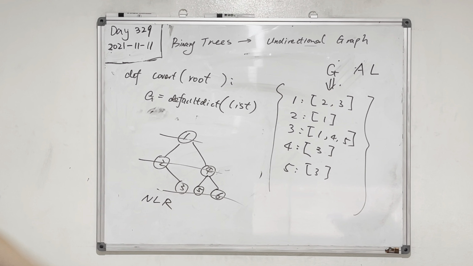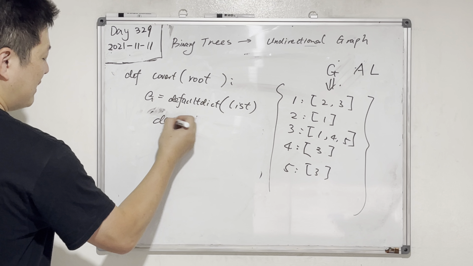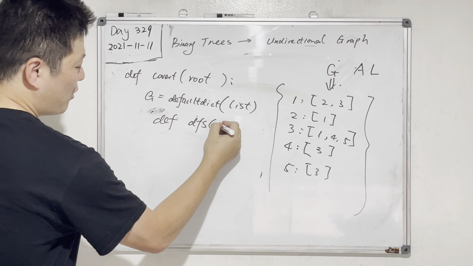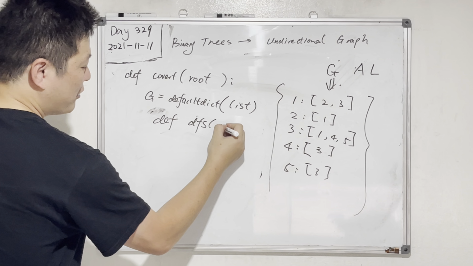So whenever we visit the node, we want to add the edge from the kid to the parent. What does it mean? Look, we're traversing the tree, but we want to add an edge between the kids and the parents. We don't know the parent, but we know where it comes from, right? So in the depth search we need to pass down the parents. Define DFS: first of all, it will be root, and then parent.